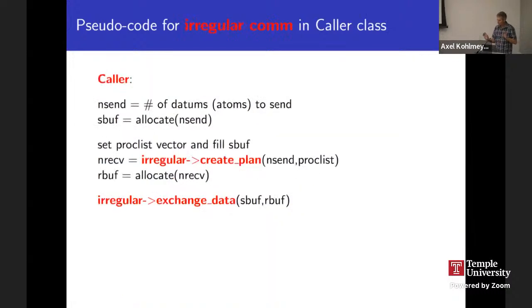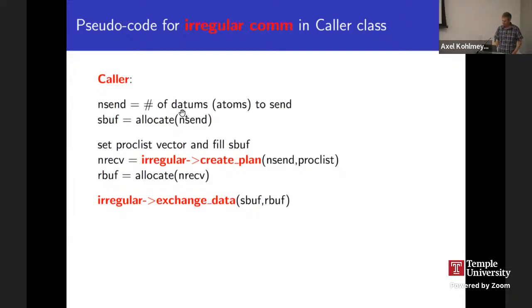Okay, here's pseudocode for the irregular communication. I'm going to show this in two parts: what the caller, the class that wants to do the irregular communication, does, and then the little kernel in the comm class that does the actual irregular communication. So the caller knows, let's say in the case of load balance, I need to send 2/3 of my atoms someplace else. So it knows the number of things I need to send.